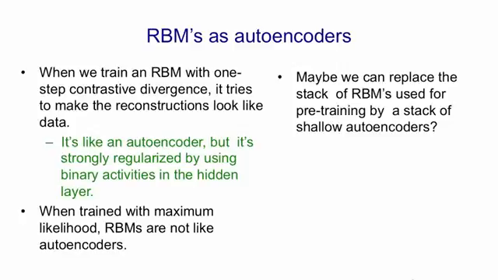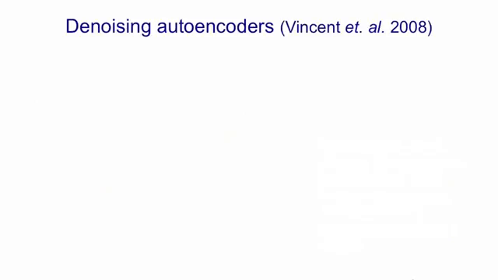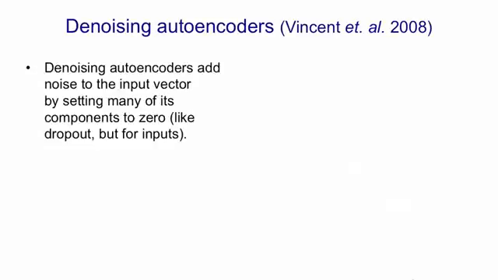So since we can view a restricted Boltzmann machine as a kind of strongly regularized autoencoder, maybe we can replace the RBMs that we use for pre-training with a stack of autoencoders. It turns out that if you do that, pre-training is not as effective. At least that's true if you use shallow autoencoders that are regularized just by penalizing the squared weights. So stacking these autoencoders doesn't work as well as stacking restricted Boltzmann machines. However, there's a different kind of autoencoder that does work as well, and that's the denoising autoencoder that's been studied extensively by the group in Montreal.